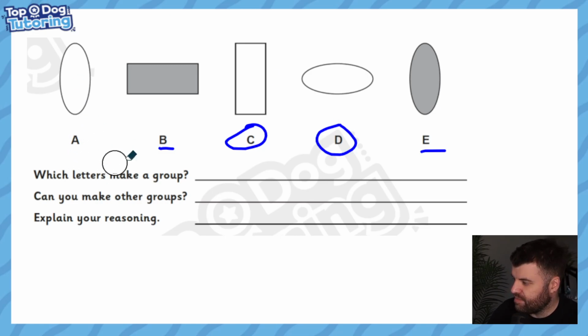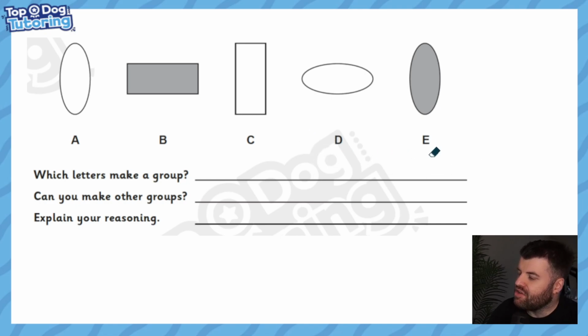What I want you to do right now is pause this video and think, can you make a different type of group? So we've made groups there and our reasoning would be because of the color of the shape. Can you think of a different way to group them now? Hopefully you pause the video and have a go yourself. Well, let's try another one.